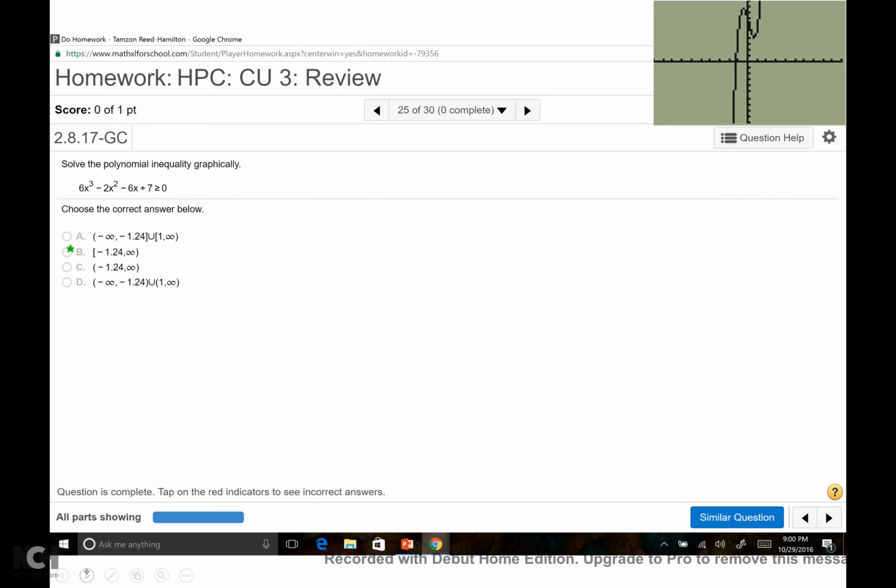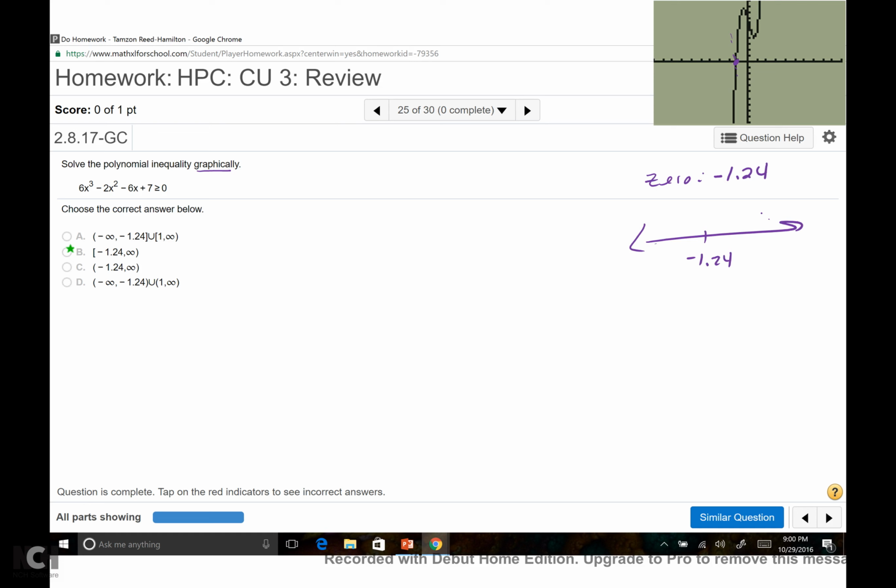Okay, solve the polynomial inequality graphically. So they're telling me to solve it graphically, they're telling me to plug it into the graphing calculator. What I did was I found this 0, which is at negative 1.24. I just calculated it on the calculator. From the graph, that would be my only 0, negative 1.24. And I basically have to check both sides of this.